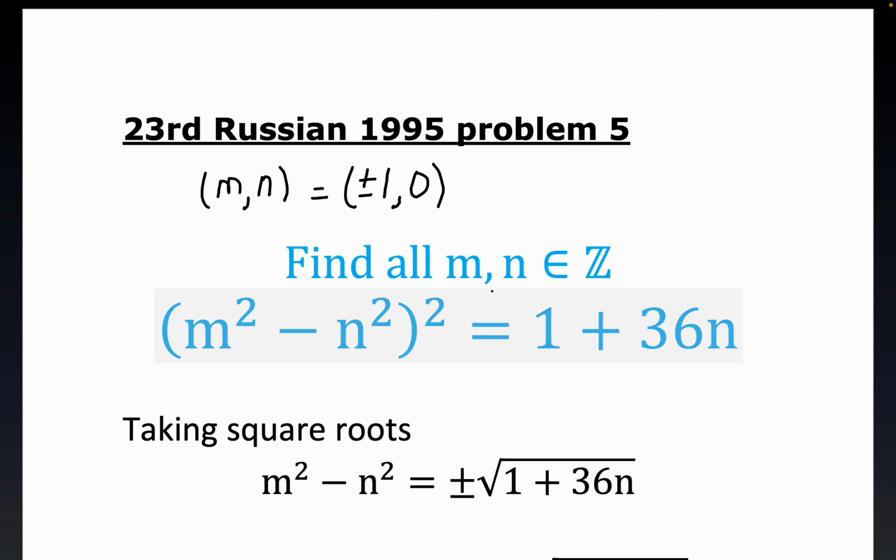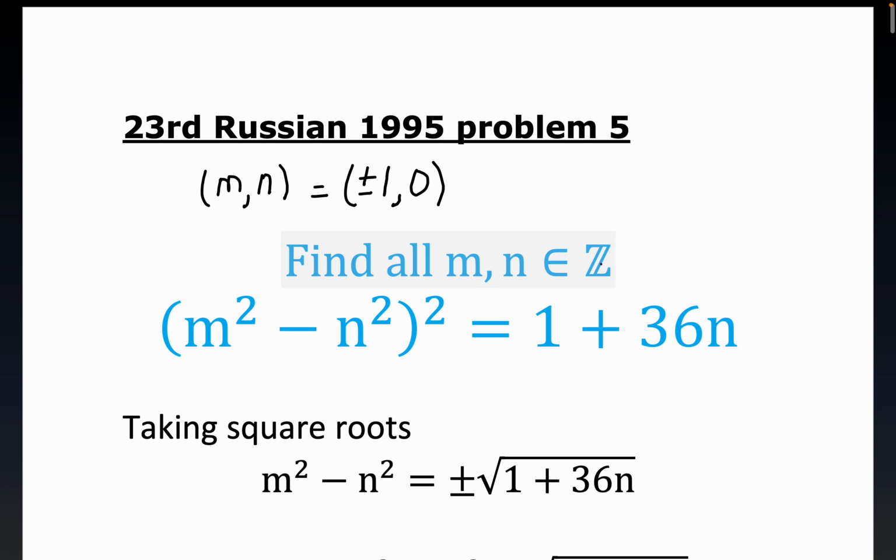Also, something to note, since we're trying to find all m and n. Now, m and n integers means positive or negative natural numbers, also including 0. We can observe here that n is greater than or equal to 0, right? And that's clear because the left-hand side has to be greater than or equal to 0. So we have a restriction on n. N is always non-negative, okay? Now what we do to get started is we just take the square roots of both sides and we get a plus and minus solution. That's a very common operation in mathematics.